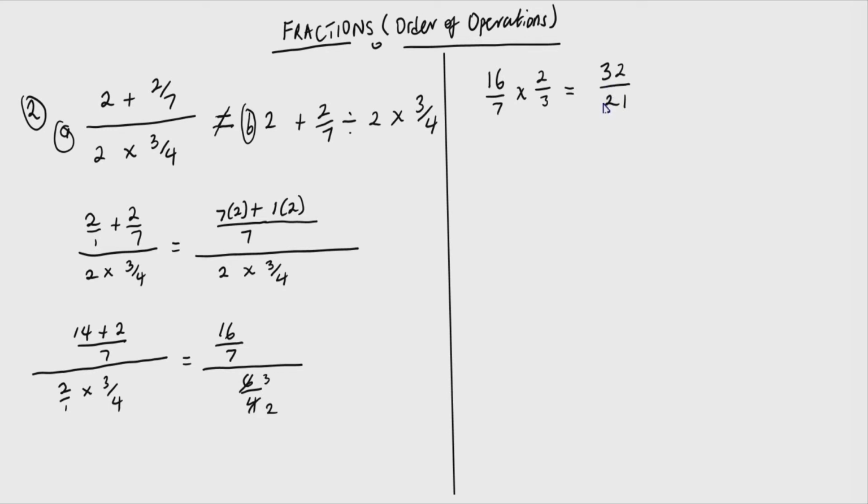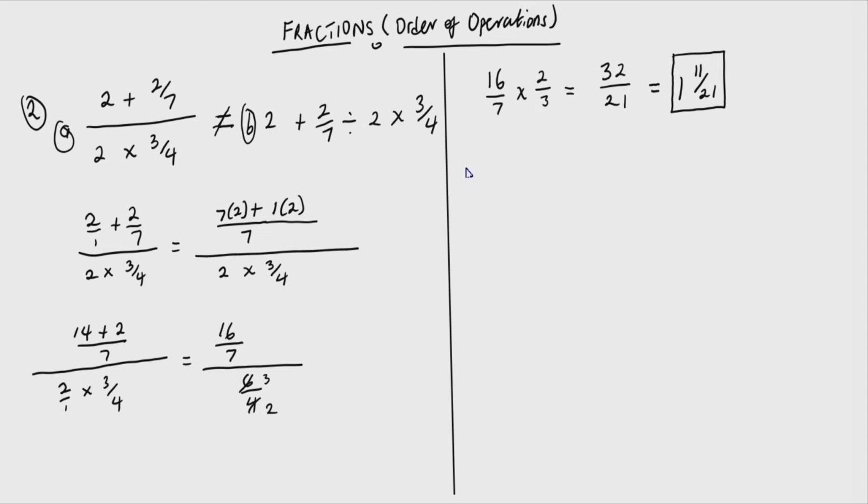I don't think that divides. 3 doesn't divide here. 3 goes here. The 7 goes here. Let's see. No, it doesn't. So this here is an improper fraction. We can rewrite it as a mixed number if we choose. So let's go ahead and do that. 21 goes in 32 just once. And there is 11 left, divided by 21. So that's the final answer.